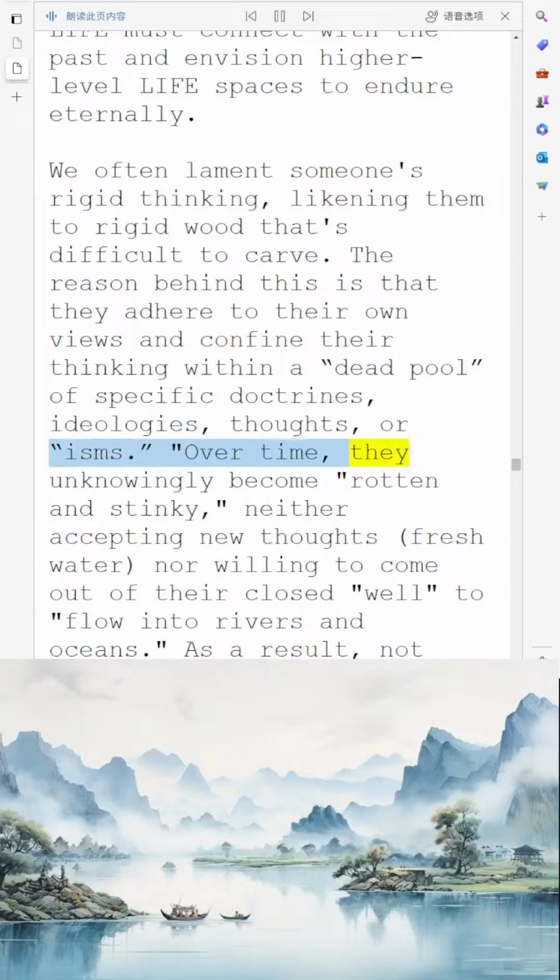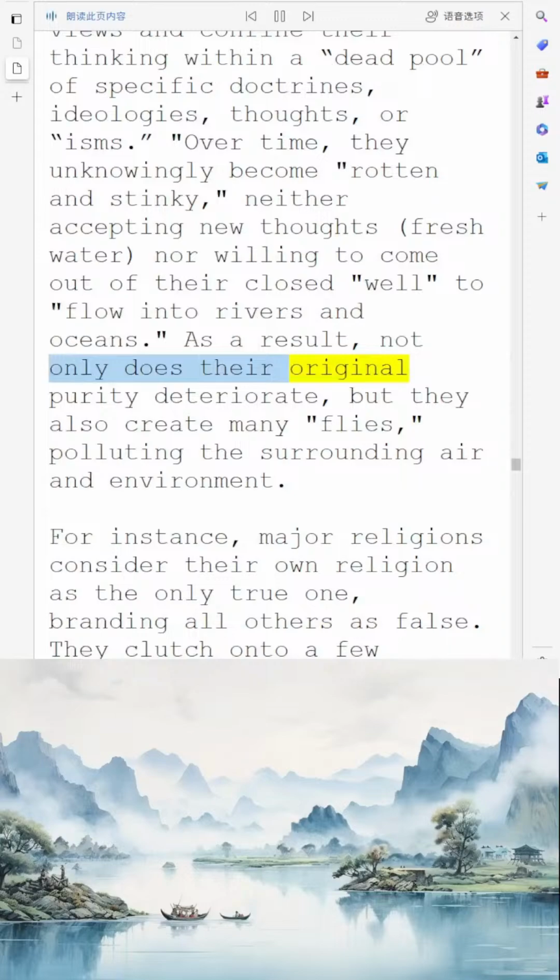Over time, they unknowingly become rotten and stinky, neither accepting new thoughts, fresh water, nor willing to come out of their closed well to flow into rivers and oceans. As a result, not only does their original purity deteriorate, but they also create many flies, polluting the surrounding air and environment. For instance, major religions consider their own religion as the only true one, branding all others as false.